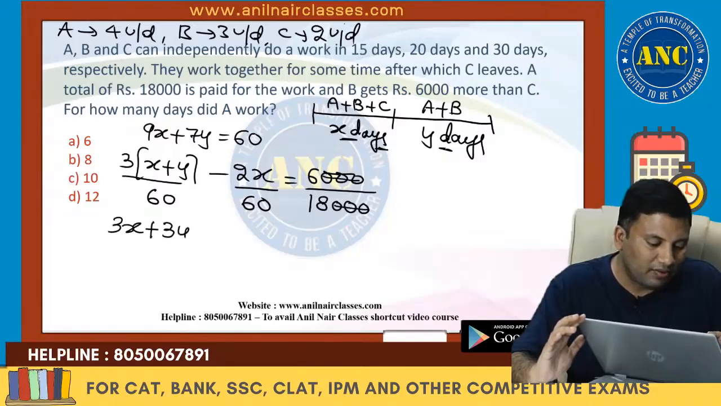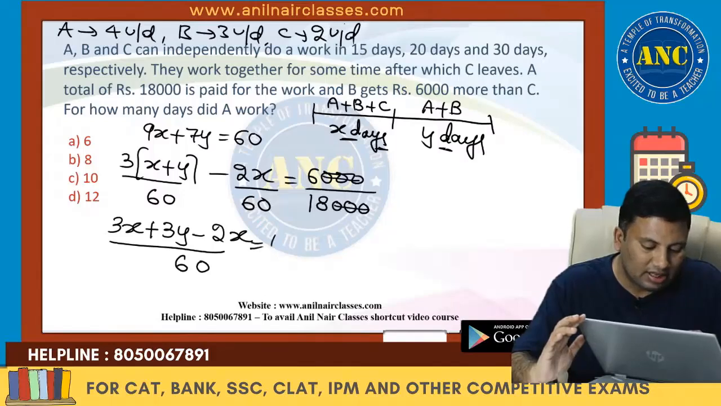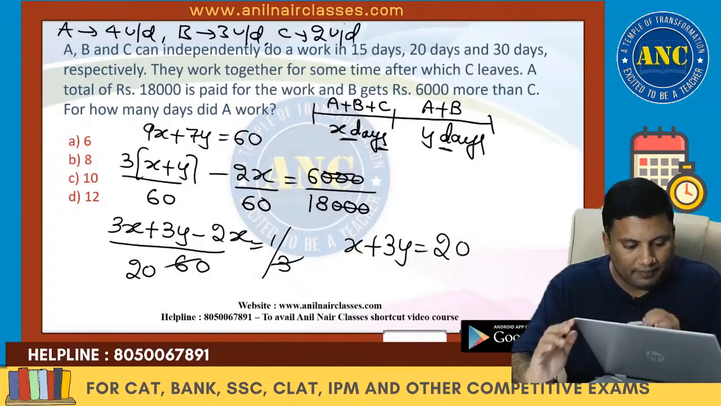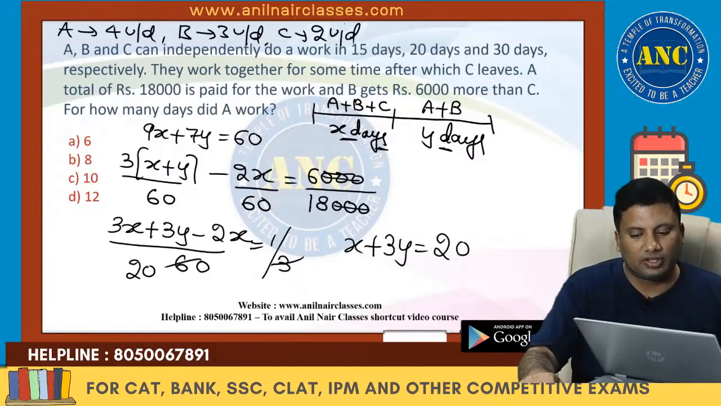3x plus 3y minus 2x by 60. It is nothing but 1 by 3. 3 20s are 60. These are nothing but x plus 3y equivalent to 20.